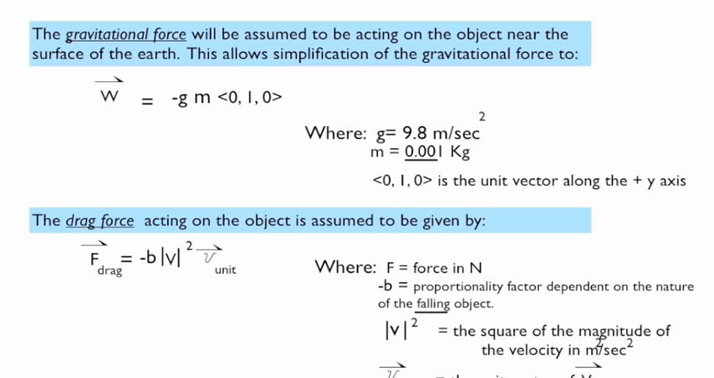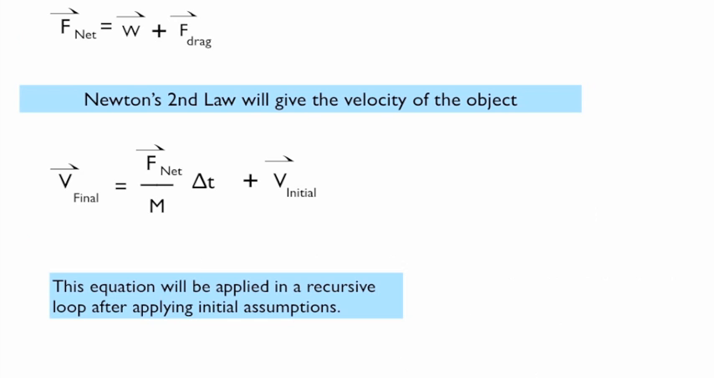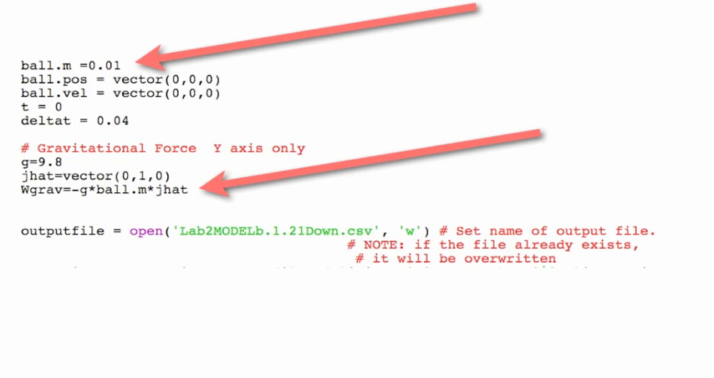Two forces will be assumed to be acting on the falling object. The gravitational force is indicated by this expression, and the drag force is indicated by the lower expression. These forces will be combined by addition to give a net force that is then applied in Newton's second law.